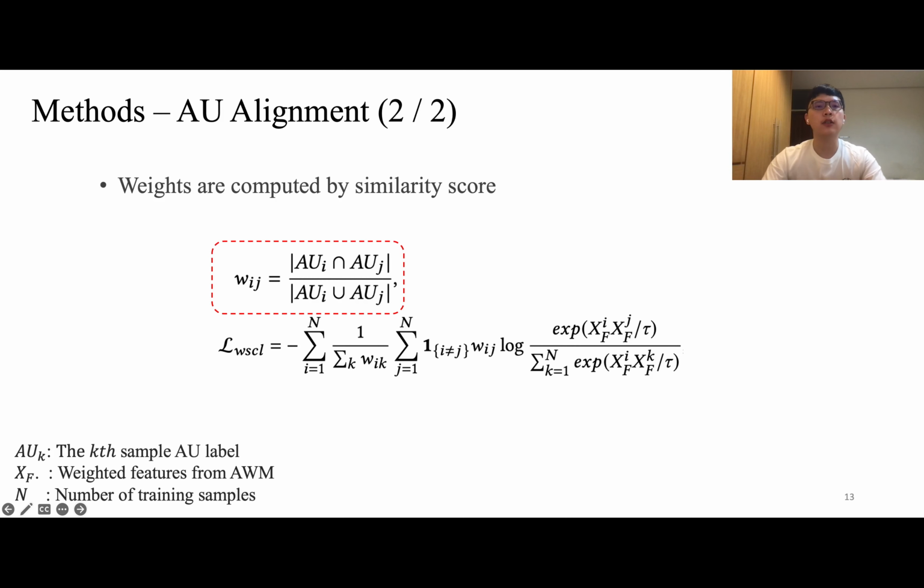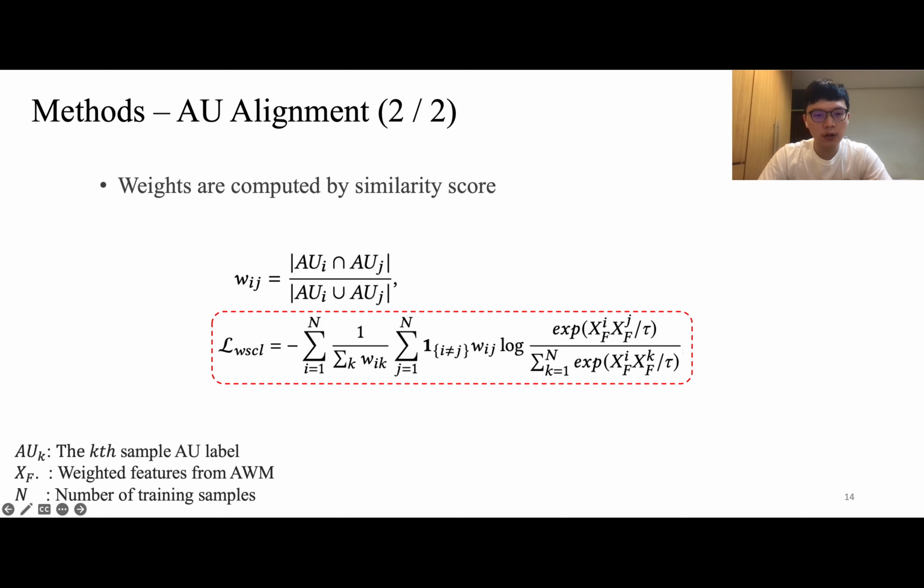And here are the details about our loss function. First, we compute the weight from the ratio of the intersection and union of AU labels. After we have the weight, we inject the weight into the loss. The original loss has no W here, so we just inject W here to tell the similarity about different AU labels. And this provides more flexibility to train the similarity score. We also show the notation on the bottom left of our slide.